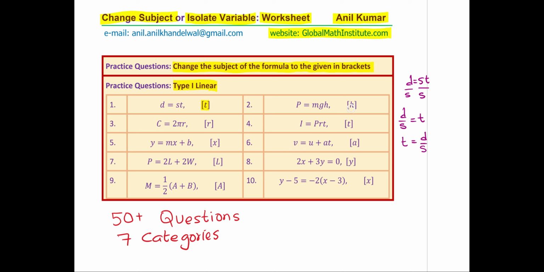Second question, we need to isolate h from P equals mgh, the common formula for potential energy. C equals 2 pi r, circumference, you want to isolate r. y equals mx plus b, you have to isolate x. Perimeter P equals 2L plus 2W, isolate L. M equals half of A plus B, isolate A. Similarly, we have many examples here. y minus 5 equals minus 2 times x minus 3, isolate x.